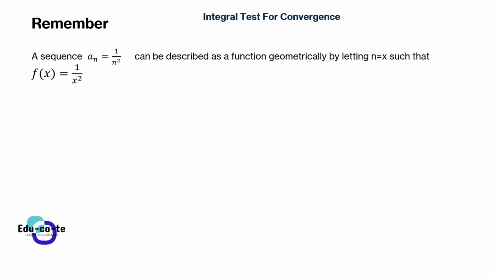Remember that a sequence given by an is equal to 1 over n squared is actually a function, because when we have a pattern of something, we can try to draw it as a graph. So we can describe it as a graph. And how do we do that? We just let n become x. Where there is n, we put x, so that here we have f of x is equal to 1 over x squared. So this makes it a function.